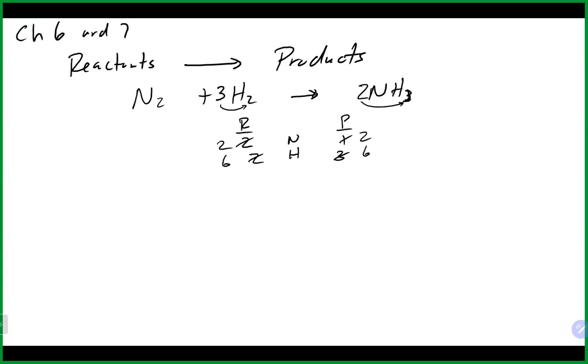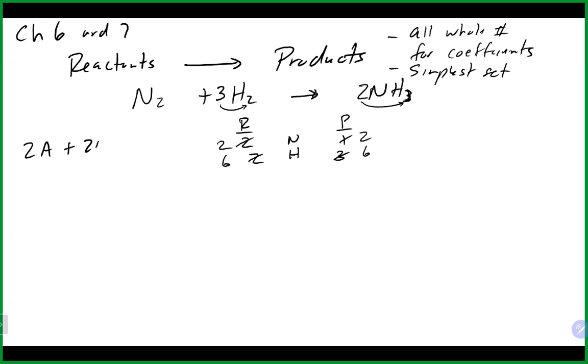Remember, sometimes you may need to use a fraction to balance an equation, which you can, but you do have to clear the fraction. So when you have balanced the equation, it needs to be all whole numbers for the coefficients. And by the way, that's the only thing that you should change when you're balancing an equation: the numbers that come in front. And they need to be the simplest set of whole numbers. So again, if you had 2A plus 2B gives 4C, you could divide everybody by 2 here, and the properly balanced equation should be this one here, because you could reduce everybody down.